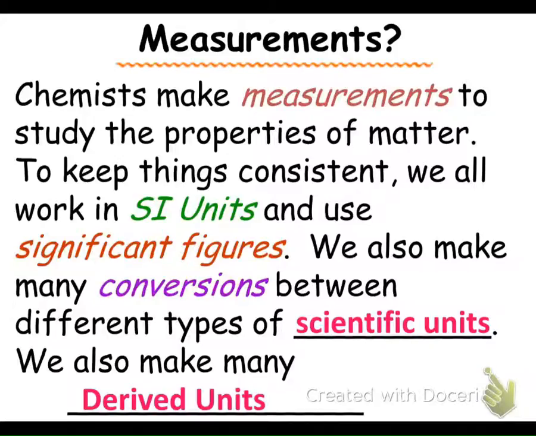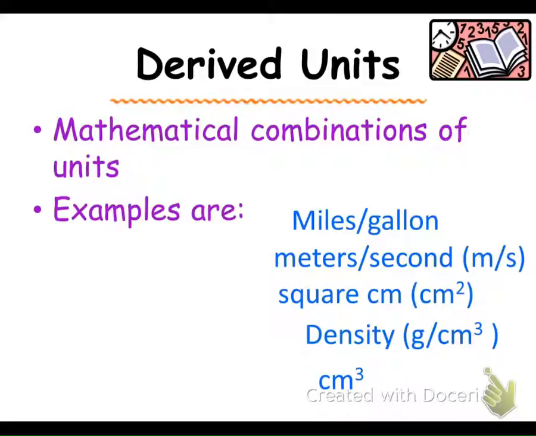So we're going to make conversions between different scientific units. When we do that, sometimes we use or create derived units. So what are derived units? They're mathematical combinations of units. Examples are miles per gallon, meters per second, square centimeters, density, and centimeters cubed. Go ahead and pause and make sure that you get all those examples down.